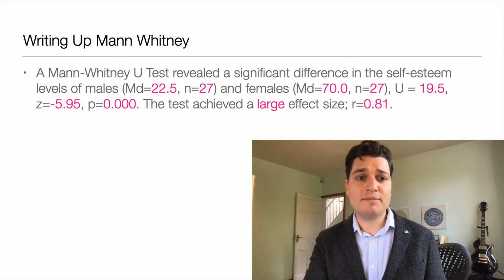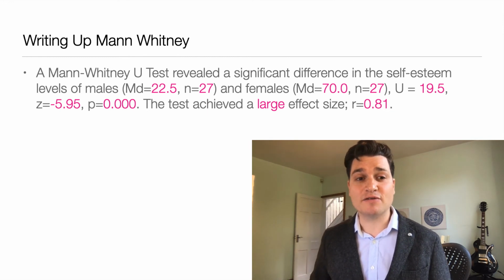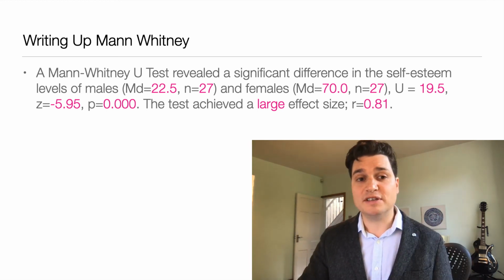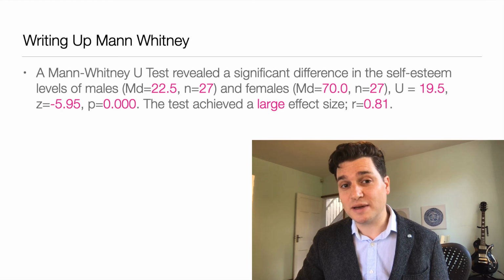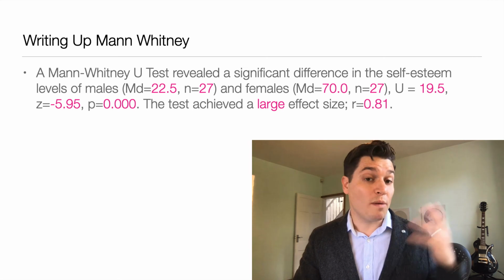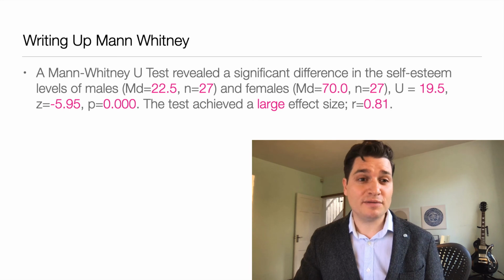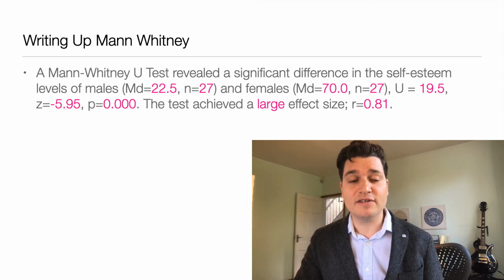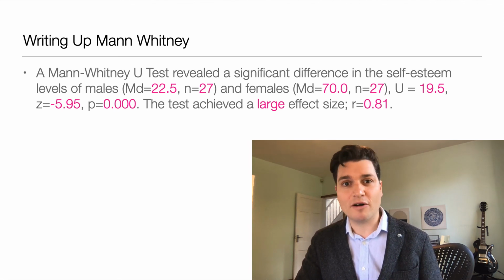So the way that you'd write this up would be: a Mann-Whitney U-test revealed a statistically significant difference in the self-esteem levels of males, median 22.5, N of 27, and females, median 70, and the N was 27. So in this case, a massive difference in self-esteem between men and women. Women in this case having much higher self-esteem for whatever reason. The U is 19.5, the Z 5.95, and significance is 0. In this case, the effect size was large, so we are really, really happy.